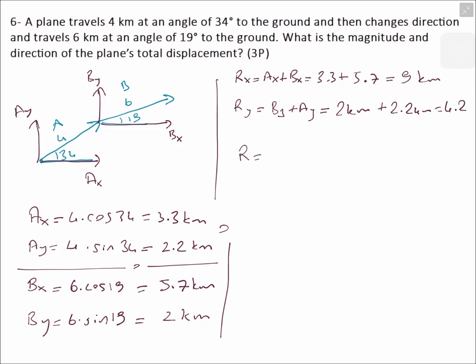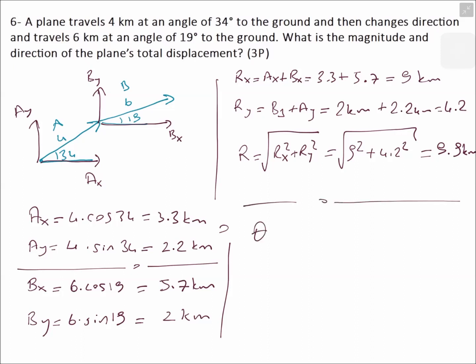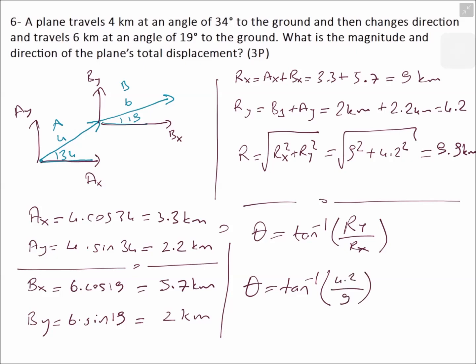And to calculate R, we will use the Pythagorean theorem: Rx squared plus Ry squared. Rx is 9 squared plus Ry is 4.2 squared. If you calculate it with a calculator, the result is going to be 9.9 kilometers. And for the direction, we are going to use tangent inverse of Ry over Rx. So theta equals tangent inverse. Ry is 4.2, Rx is 9. So theta is going to be 25 degrees. That's all.